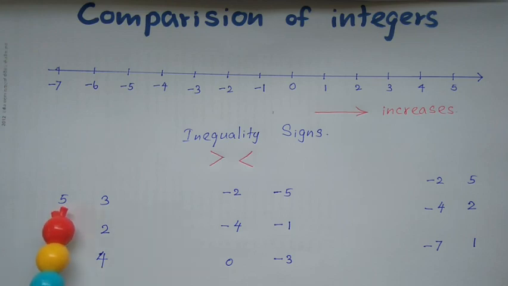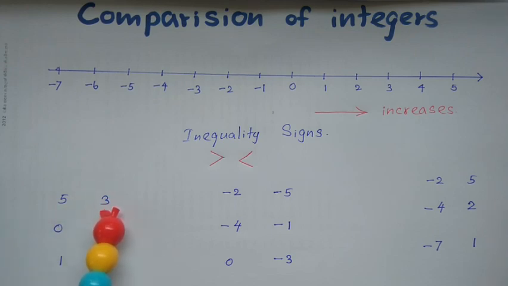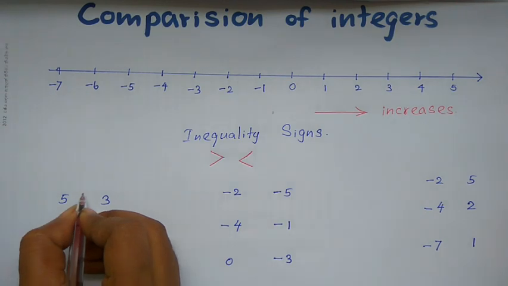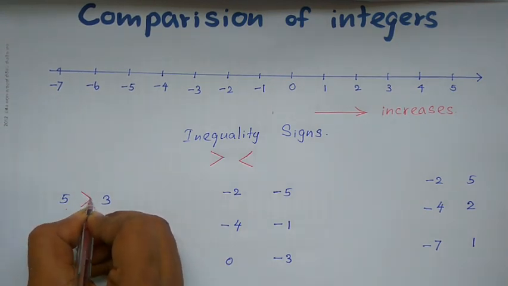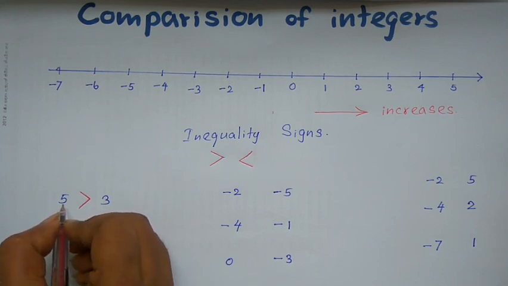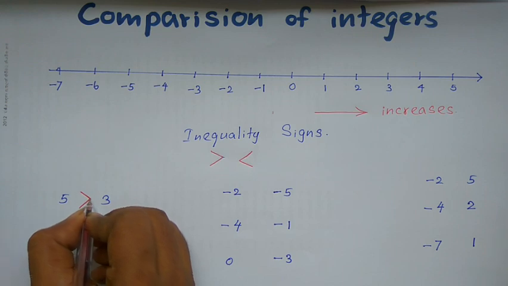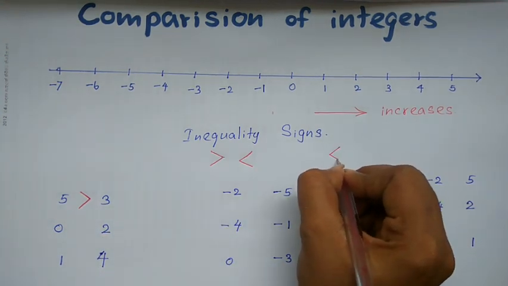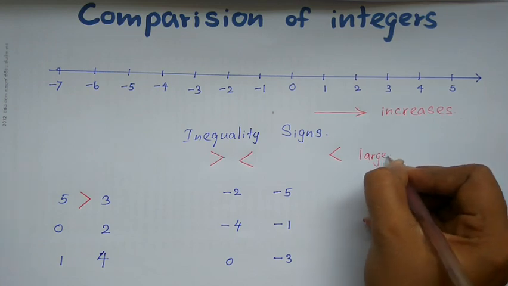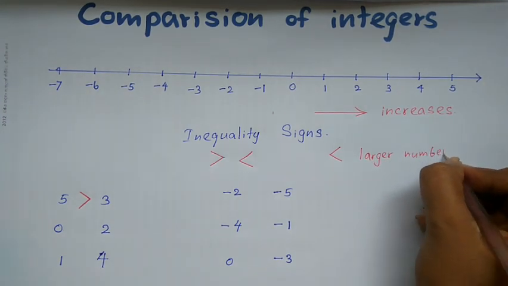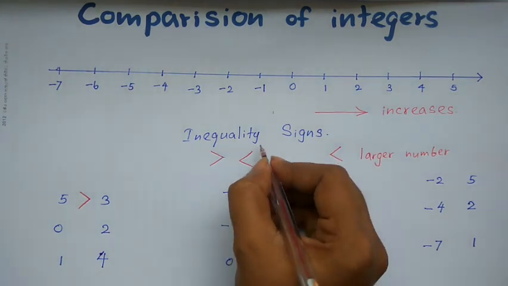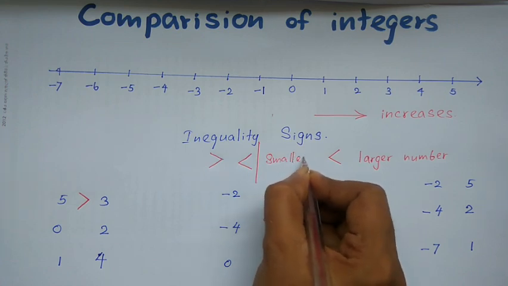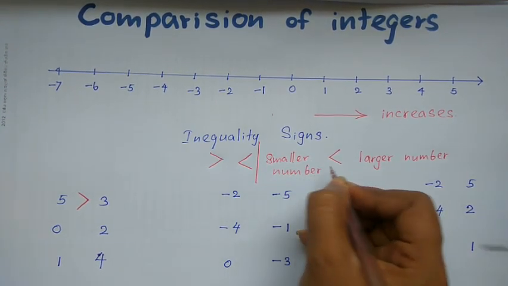First you have to compare 5 and 3. You know 5 is larger and 3 is smaller than 5. Then we have to put the inequality sign. 5 is the larger one. Then the open side of the inequality sign is on the side of 5 and the closed side of the inequality sign is on 3. That means when you are using an inequality sign, the larger number is on the open side of the inequality sign and the smaller number is on the closed side of the inequality sign.